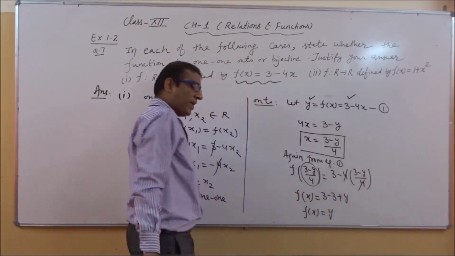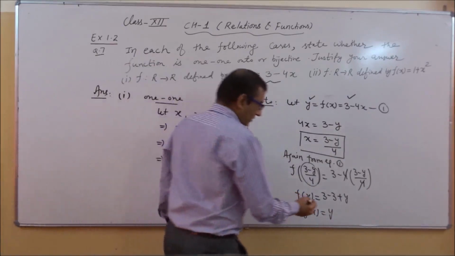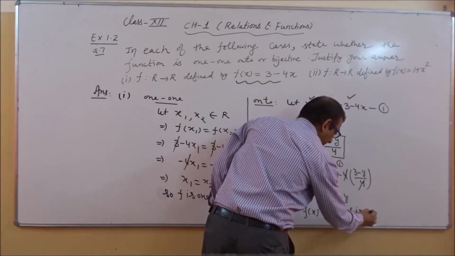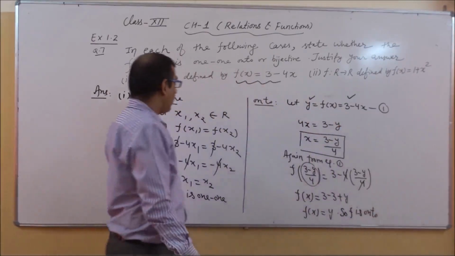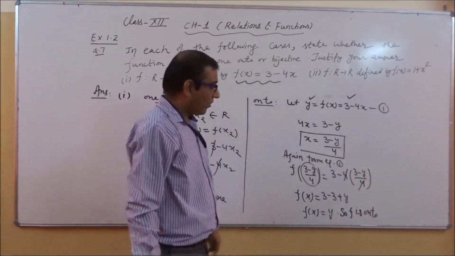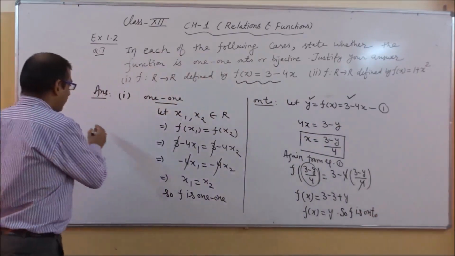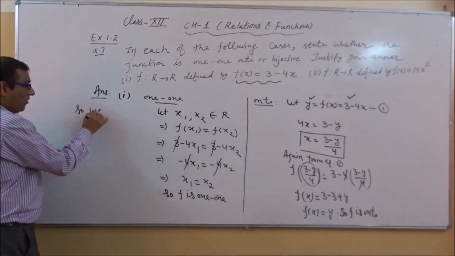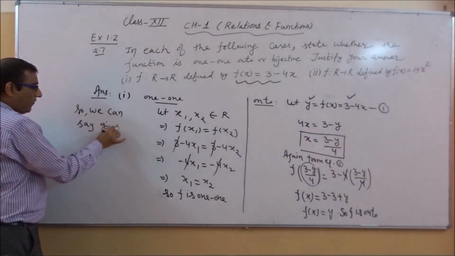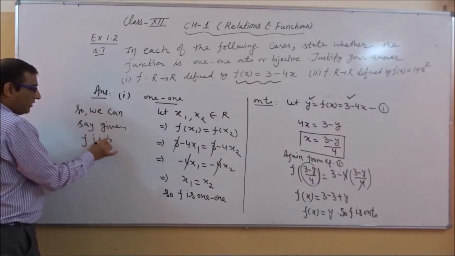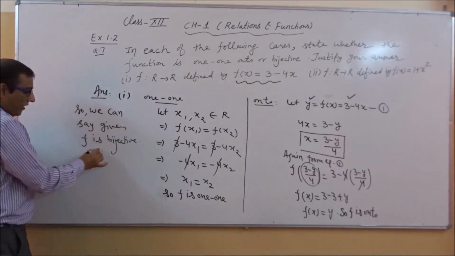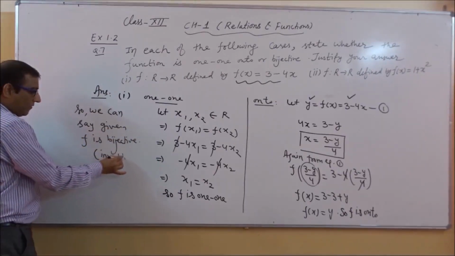So at last, if we are getting f(x) equals y, then we can say f is onto. So in this first part, f is 1-1, as you see here, and f is onto also, so at last we can say the given function is bijective, or bijective is also known as invertible.